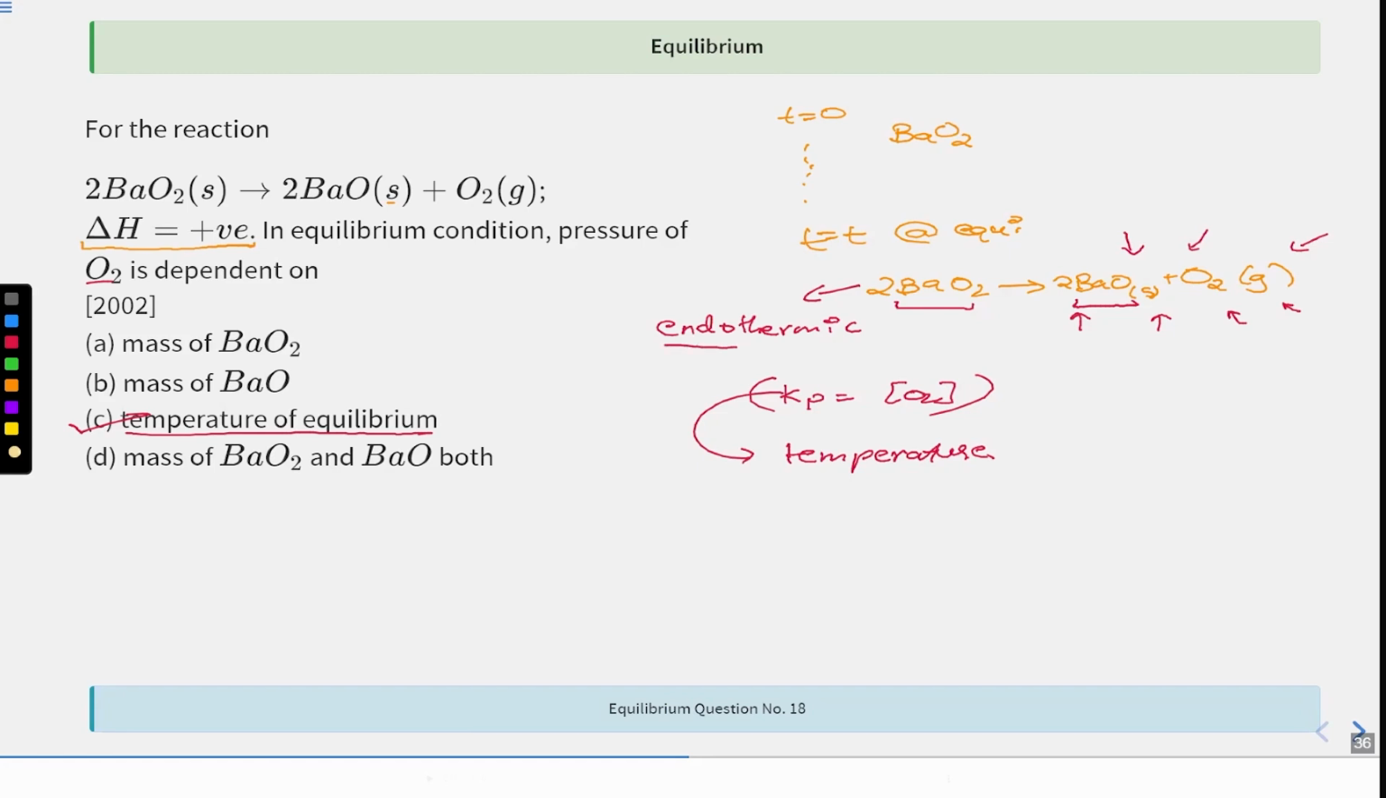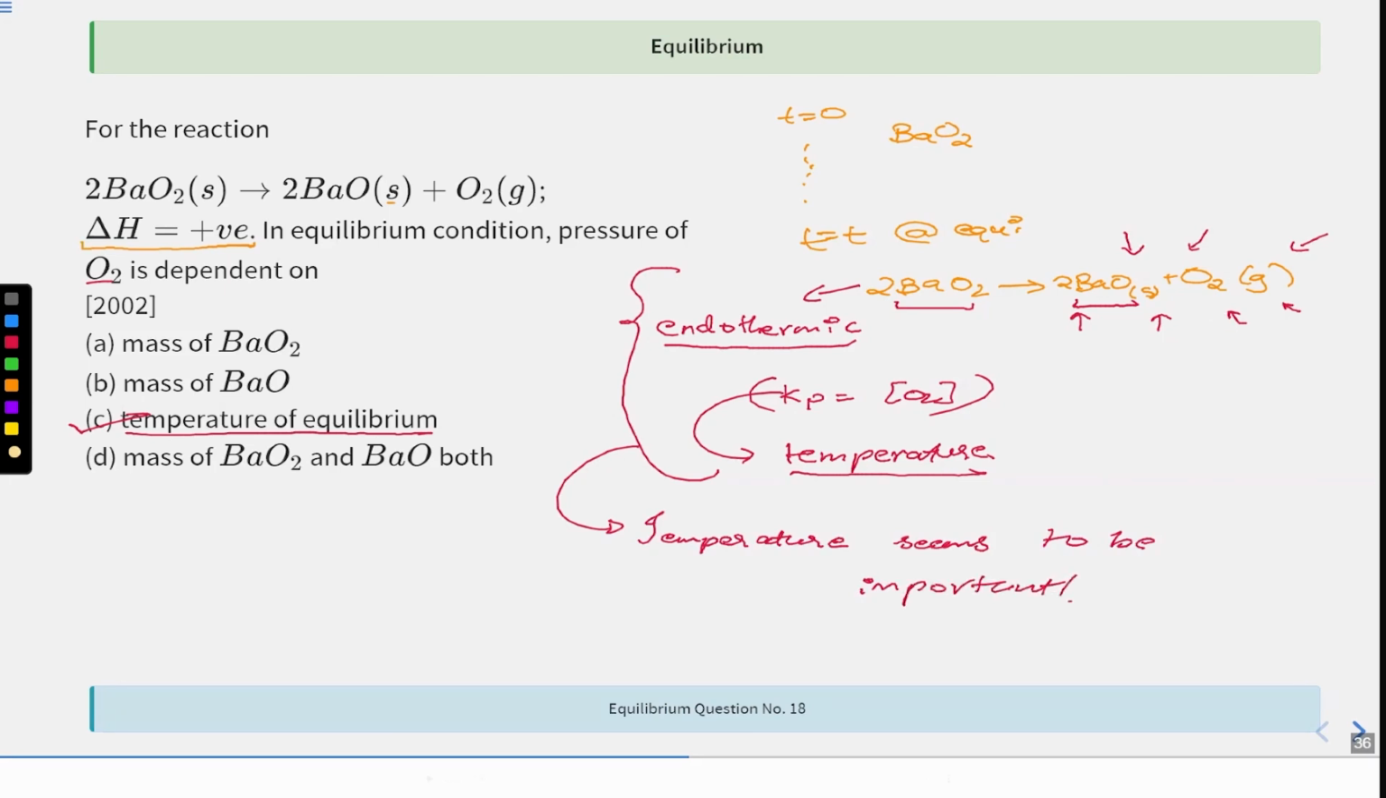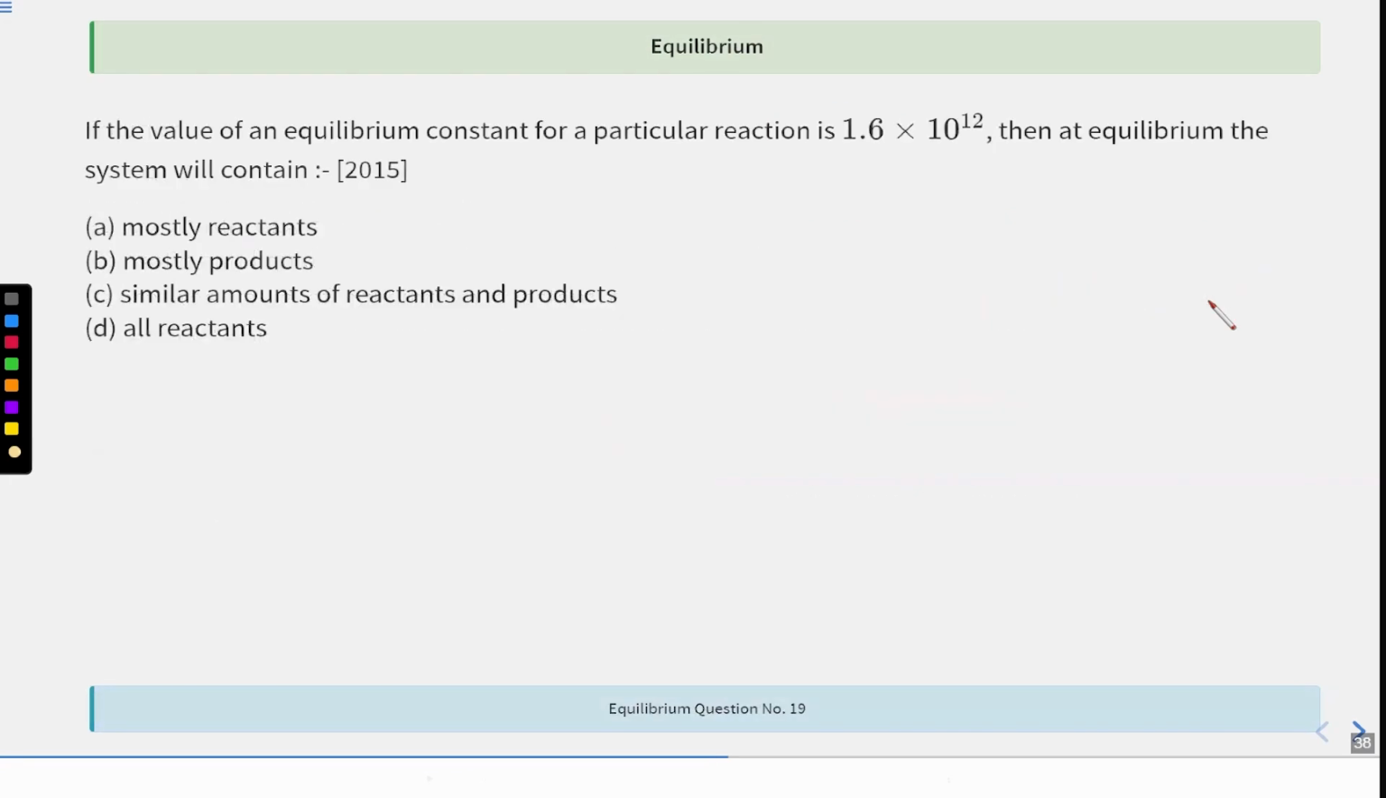Another thing given to us was that this reaction was endothermic, and at equilibrium, the only thing affecting the constant is the temperature. So overall, you can see that the most important thing here is temperature. Temperature seems to be important, and that is what we are basically saying: it depends on the temperature of the equilibrium. All right. Now let's come to question number 19.